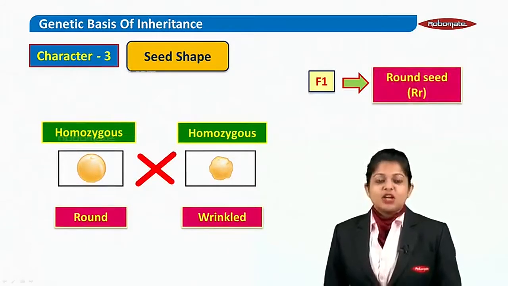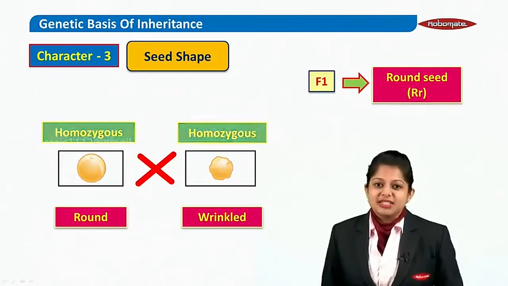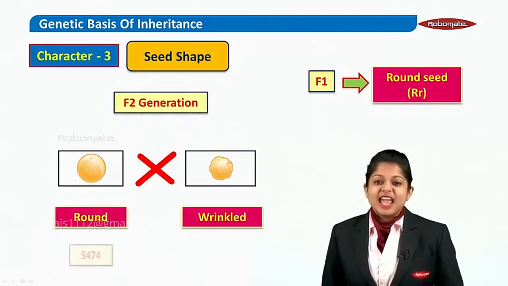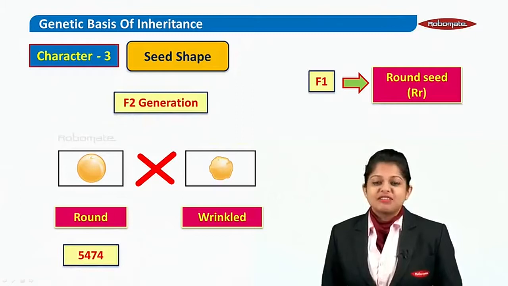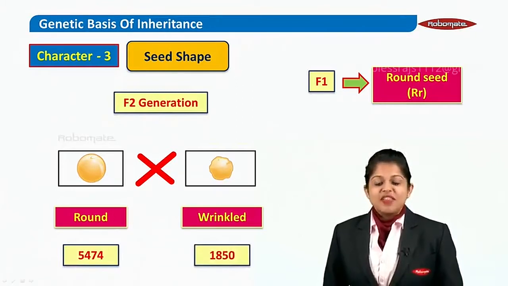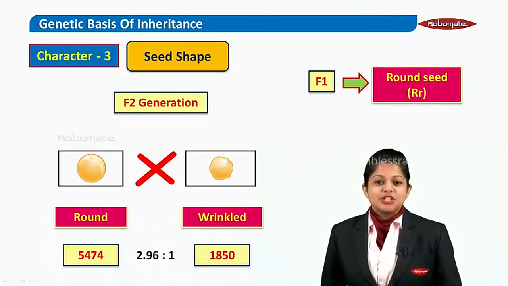The third character was seed shape, where the homozygous round was crossed with homozygous wrinkled, which gave rise to F1 hybrid, which was all round seeds, whereas the F2 generation produced 5474 round and 1850 wrinkled, which gave us the ratio of 2.96:1.